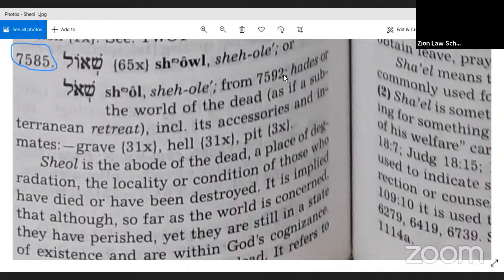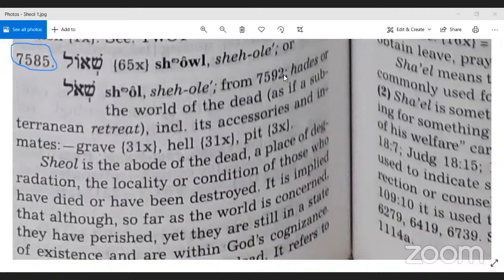Okay, so let's begin. It says a primitive root to inquire, by implication to request, by extension to demand. Let's repeat that. A primitive root to inquire, by implication to request, by extension, to demand. So we need to look up, right? We need to look up the word.